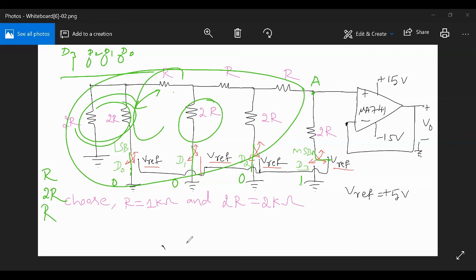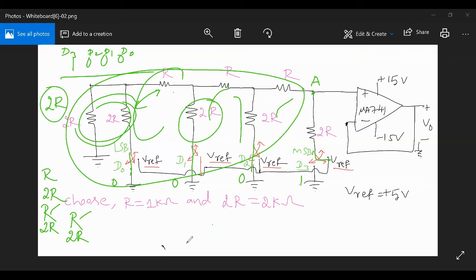Now this R comes in series with the second R. Therefore, the equivalent resistance becomes 2R. Right? This 2R comes in parallel with this 2R. Therefore, the equivalent resistance is again R. So this R comes in series with the third R. Therefore, R plus R is 2R. Right? Now, before node A, the equivalent resistance obtained is 2R.